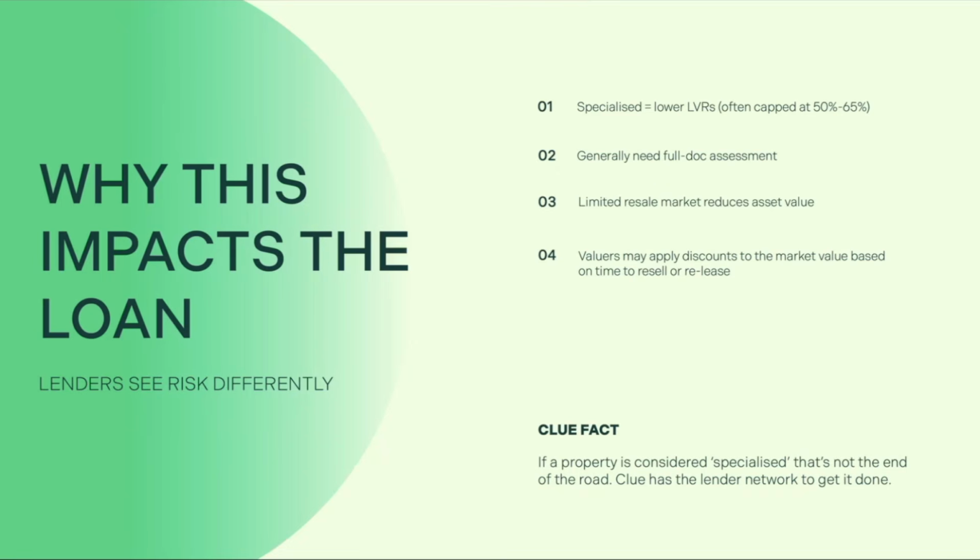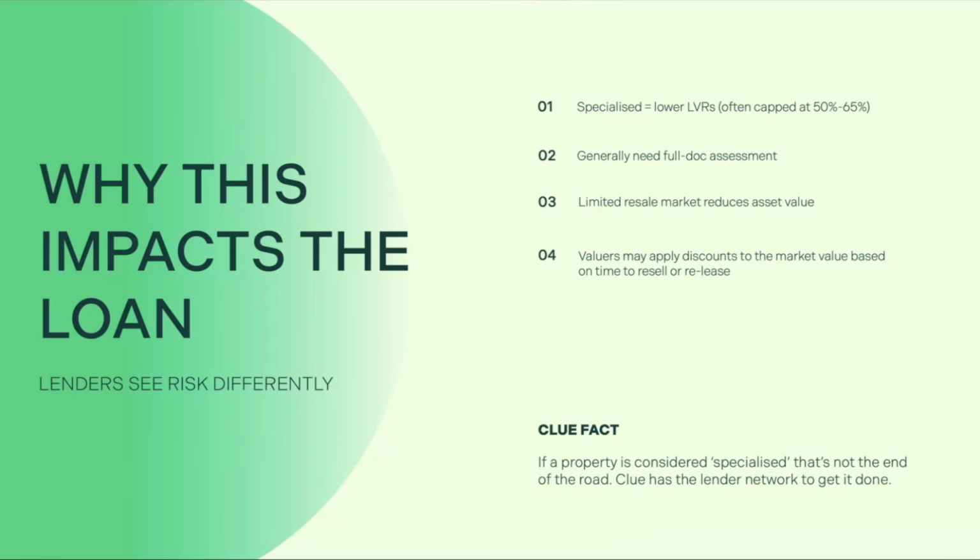They can be as low as 50, like in the case of the older petrol stations where contamination risk is a possibility. That is why LVRs are so low, because of that inherent risk. However, in saying that, some specialised property can be a little bit higher in terms of the LVR, and can go up to 65.